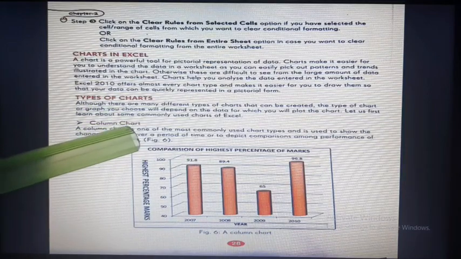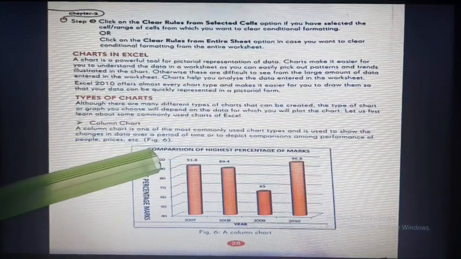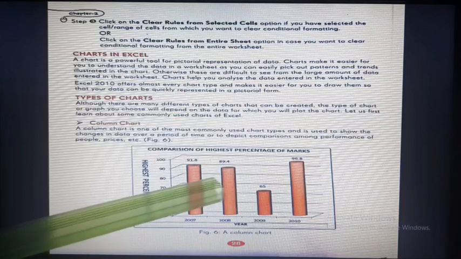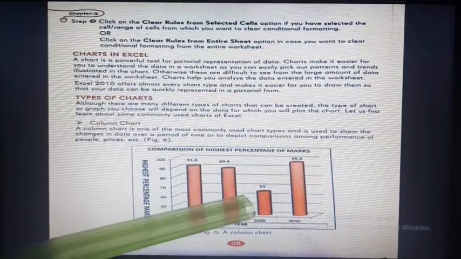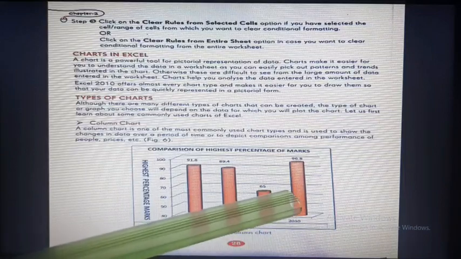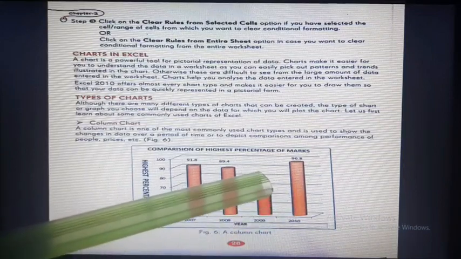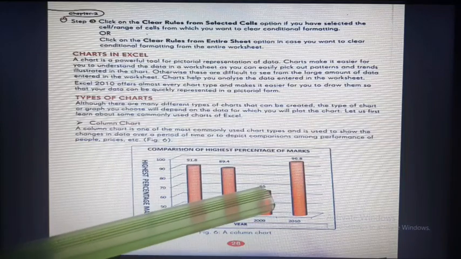Depending upon the data we will plot the chart. So we will choose which chart we are using depending upon the data.